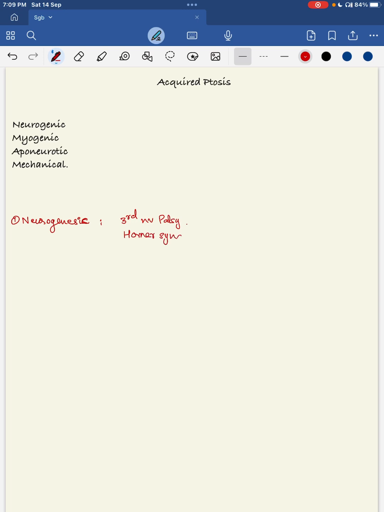Horner syndrome, which is nothing but sympathetic palsy, oculosympathetic palsy. There is miosis and ptosis. Miosis is pupillary contraction. It's actually due to paralysis of dilator pupillae. Dilator pupillae muscle is not working, and that's why dilation is not possible. So the pupil remains in a contracted state. Ptosis here occurs due to paralysis of Muller's muscle, which is the superior tarsal muscle.